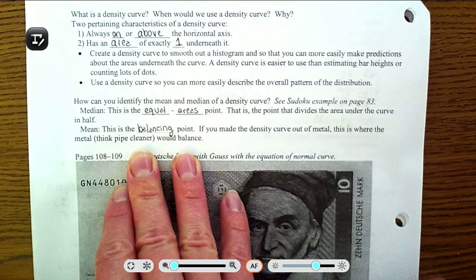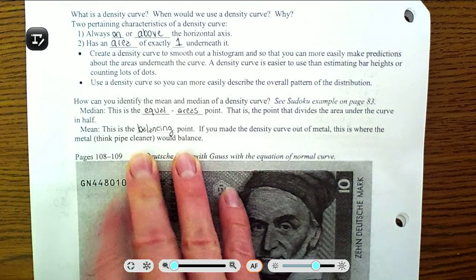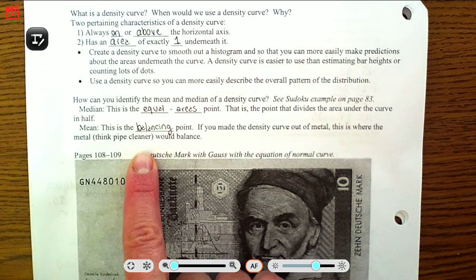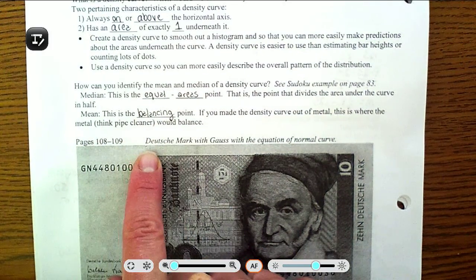The mean is instead the balancing point. If you made the density curve out of metal, like a metal wire, and then tried to balance it on your finger, this is where the metal, think a pipe cleaner maybe, would balance.